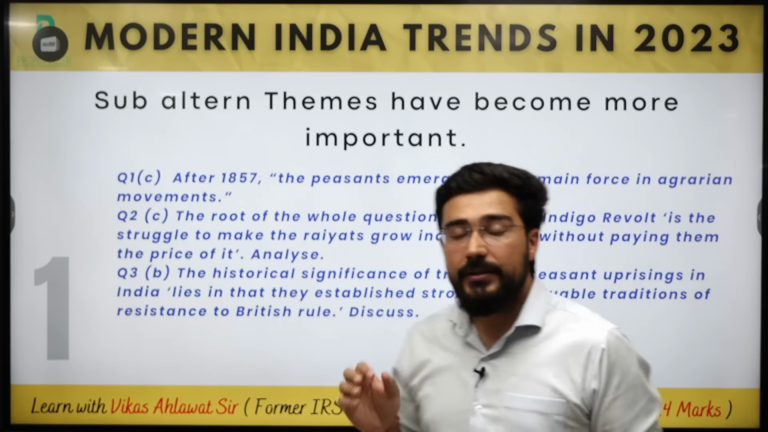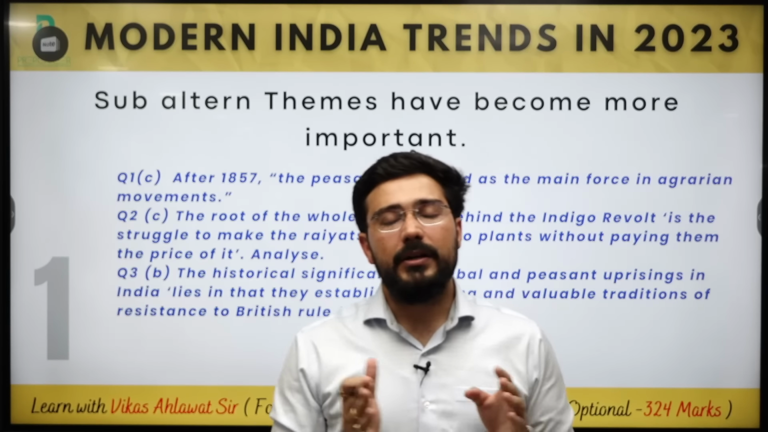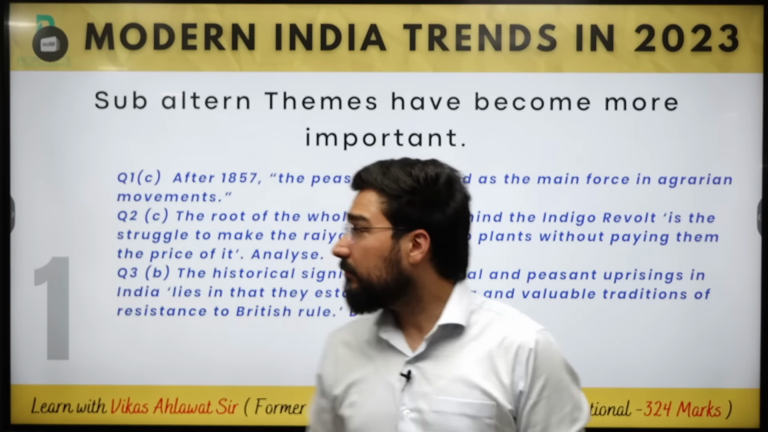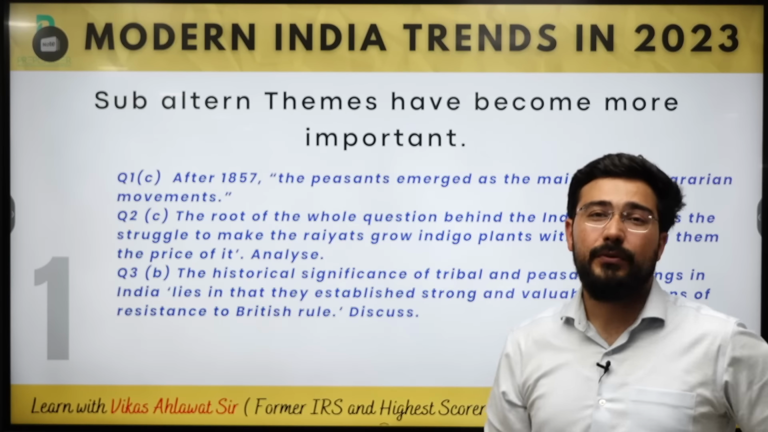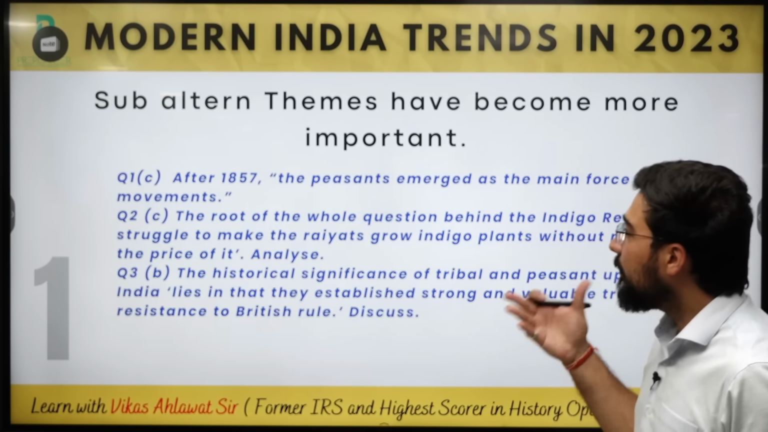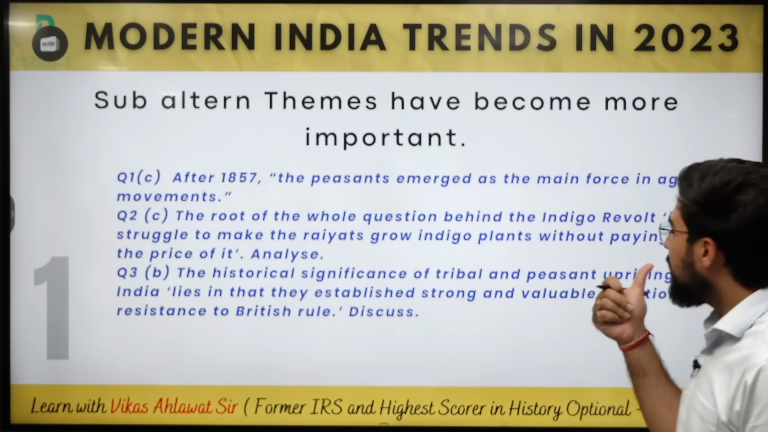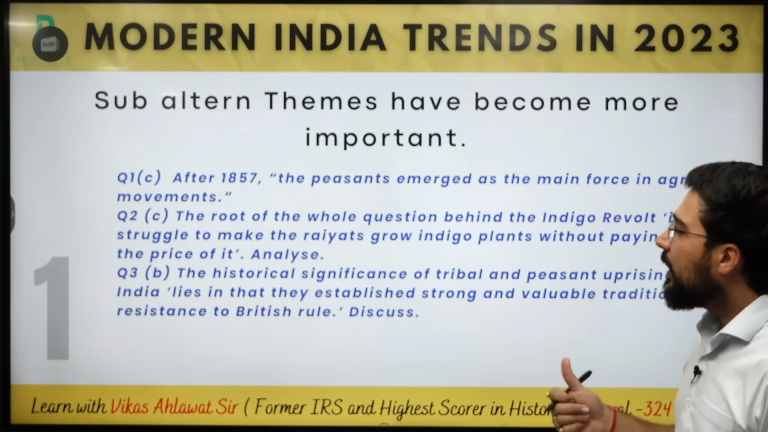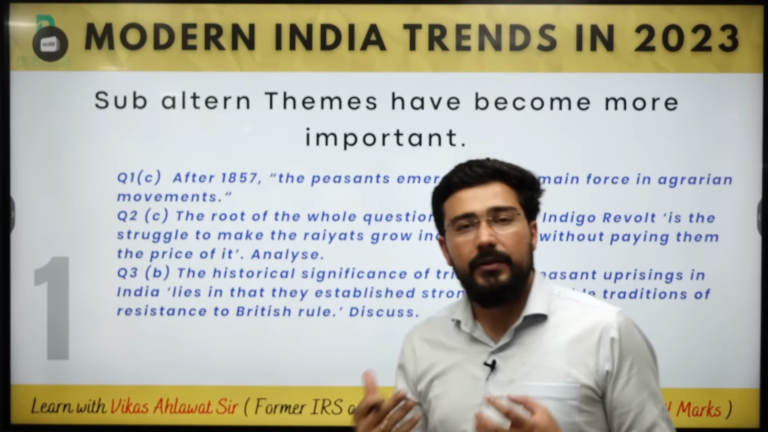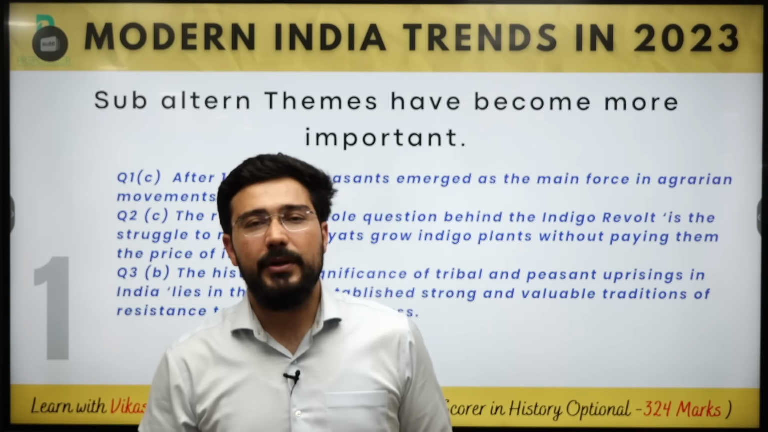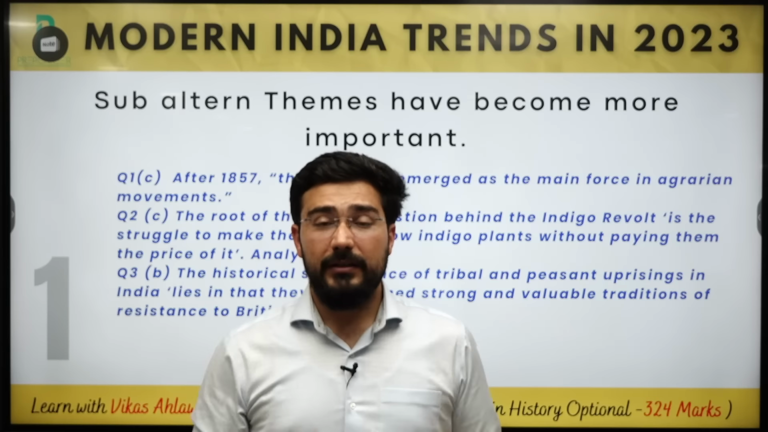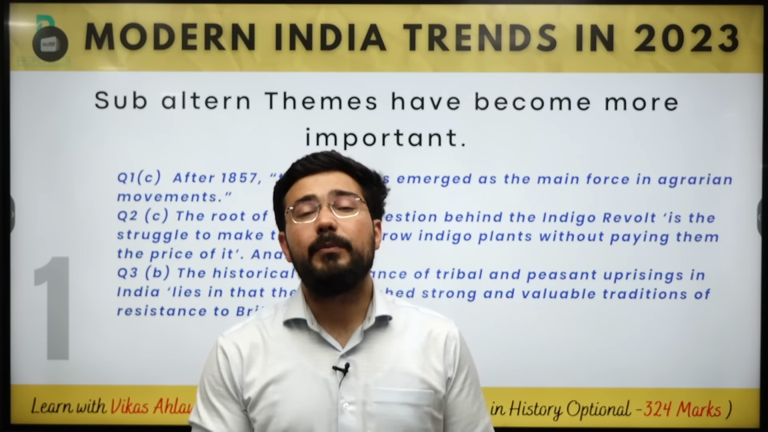Number one, if I see the questions from the peasant and tribal movement in the modern India section, they were huge. 3 questions were there. One question was directly about the peasant movement and their character after 1857. One question was with respect to the Indigo revolt. And third, the overall importance or the significance of the tribal revolt as well as the peasant movement. I have never seen 3 questions in a single paper.